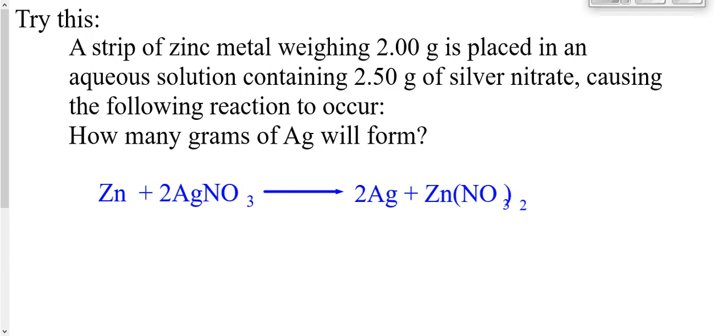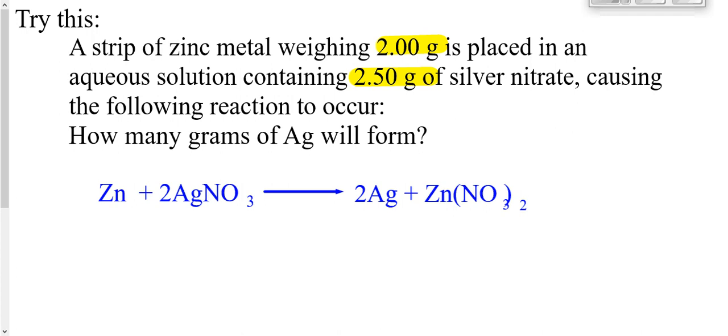It doesn't matter if they ask how much silver we're going to get or how much zinc nitrate we're going to get or both. We're going to have to try both starting points, making sure that we compare them to the same product to see which one produces less. We can compare both of them to find out which one makes less silver, or compare both of them to find out which one makes less zinc nitrate. Either way, make sure that you're comparing the same product.